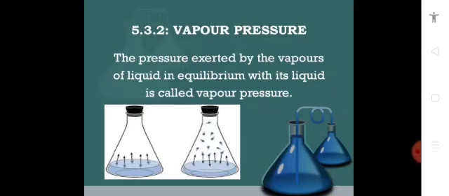What is vapor pressure? The pressure exerted by the vapors of a liquid in equilibrium with its liquid is called vapor pressure. When the vapors exert a pressure on the surface of the liquid, that is called the vapor pressure of the liquid. To explain the definition further, we will do one experiment.